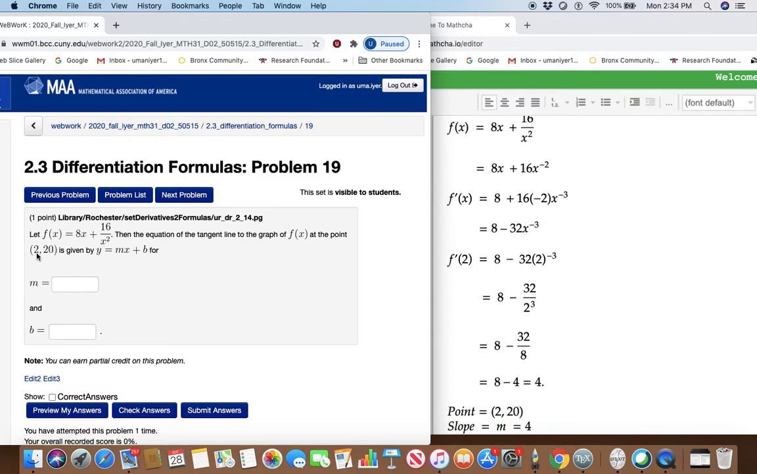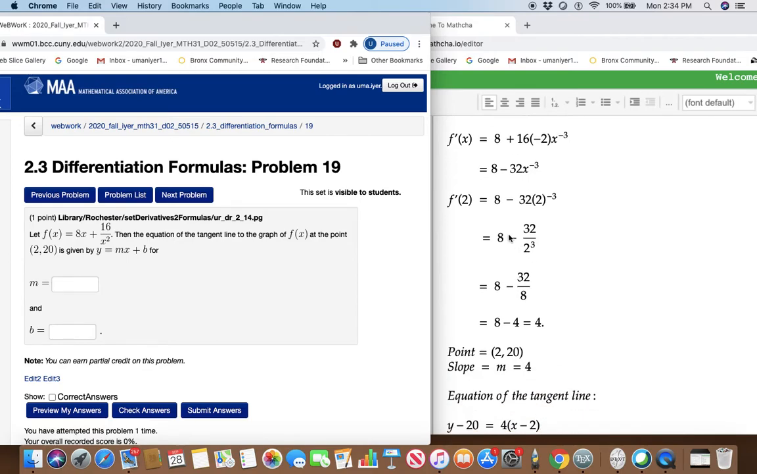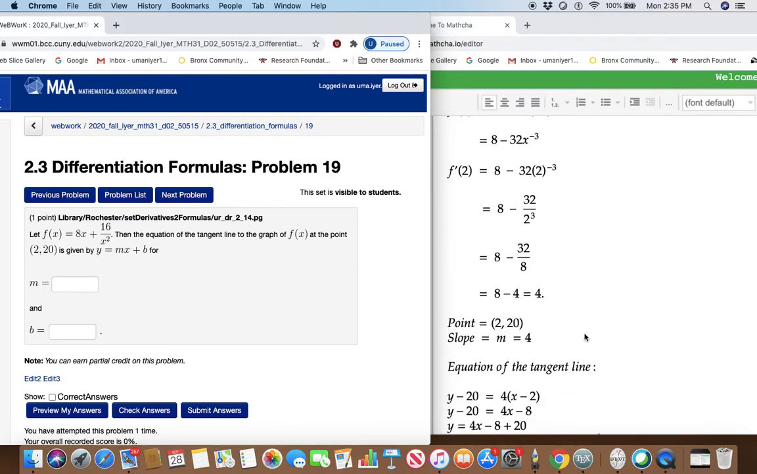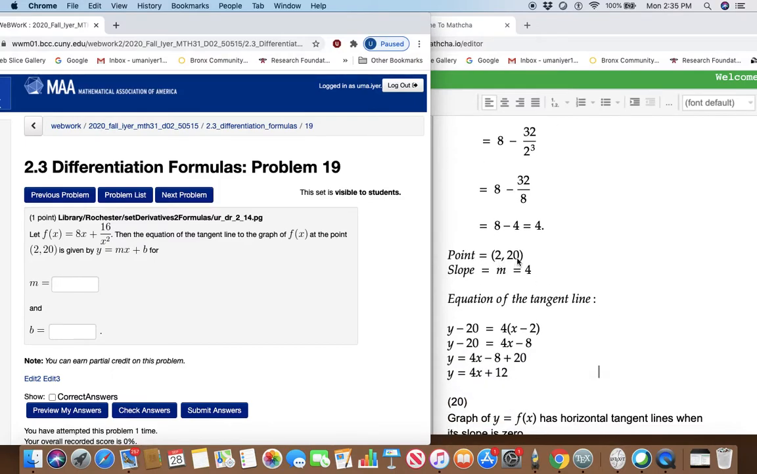The x coordinate is 2, so the slope will be the derivative at 2. 8 minus 32, 2 to the power negative 3. So that comes in the denominator. You then have 8 minus 32 over 8. 32 over 8 is 4, so 8 minus 4 is 4. The point is (2, 20). The slope is 4.